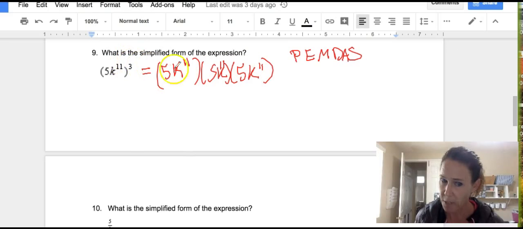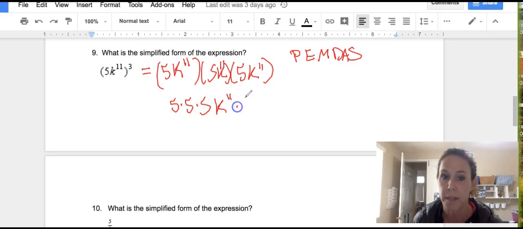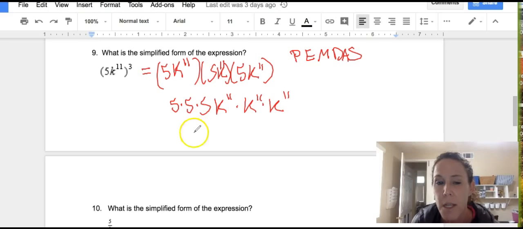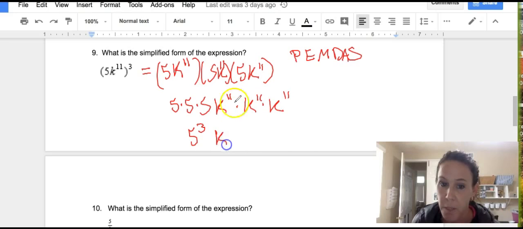I don't have an exponent. I did my exponents. Now I can do my multiplying. This is 5 times 5 times 5, and this is k to the 11 times k to the 11 times k to the 11. Because order doesn't matter with multiplication, I can rewrite this. So this becomes 5 cubed. And then these all have the same base, so I add their exponents. This will be k to the 11 plus 11 plus 11, which would be k to the 33rd power.